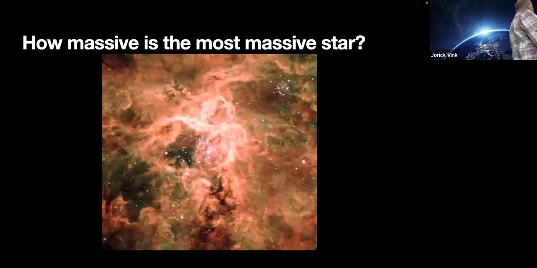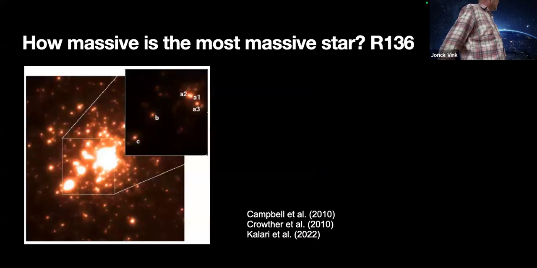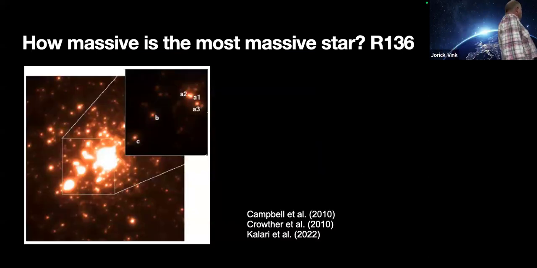Okay, what about observations? If you want to find the biggest star, you go to the biggest cluster. If you want to find a big fish, you don't look in a small pond. You look at a big ocean. So that's the biggest local star-forming region, R136, in the center of the Tarantula Nebula of the LMC. And that is where you have this R136 cluster. It's a 10^5 solar mass cluster. And it once was thought that this was a supermassive star of 3,000 solar masses.